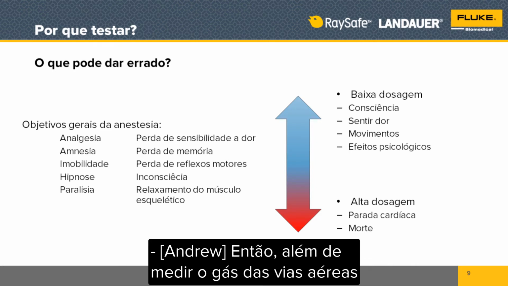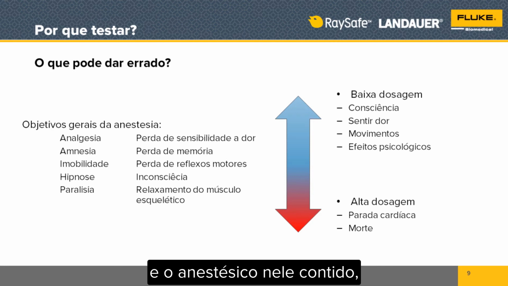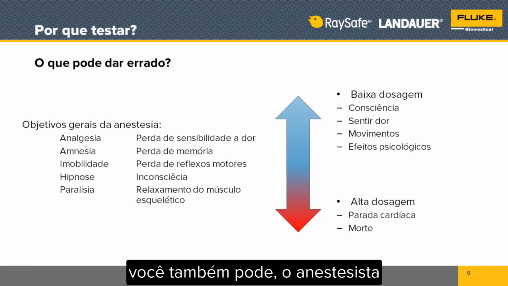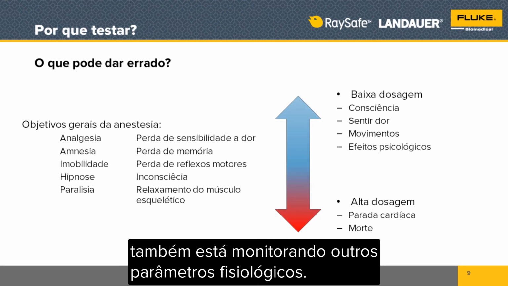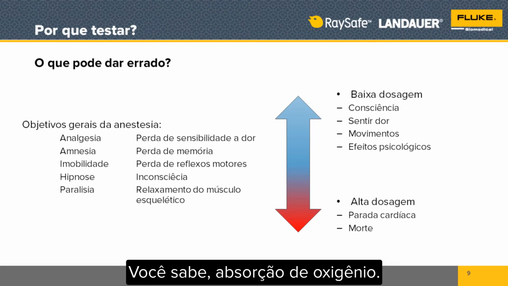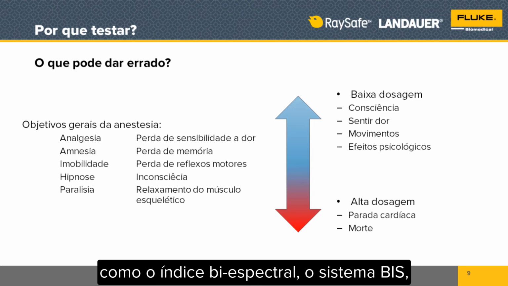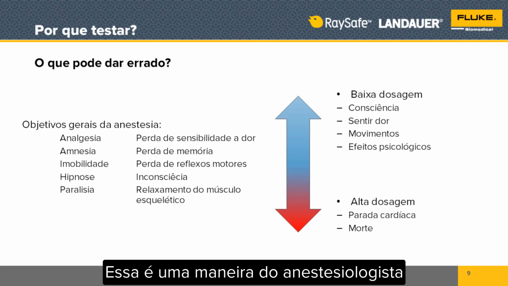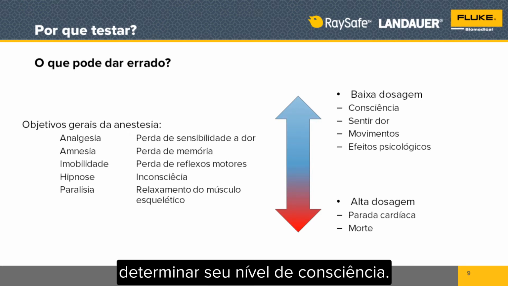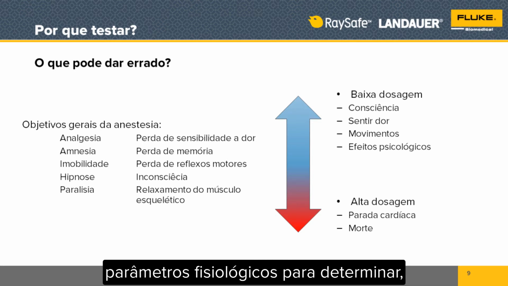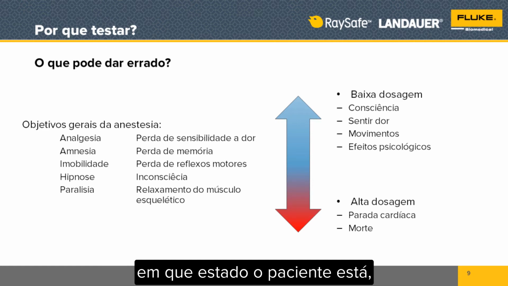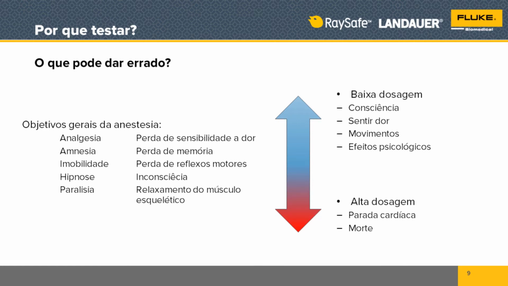Aside from measuring the airway gas and the anesthetic contained therein, the anesthesiologist is also monitoring other physiological parameters, such as oxygen uptake, or SpO2. There are other technologies that measure your awareness, like bispectral index, the BIS system that's been around for a while. That's one way the anesthesiologist can determine your awareness level. But they're also monitoring other physiological parameters to determine what state the patient is in as far as awareness.